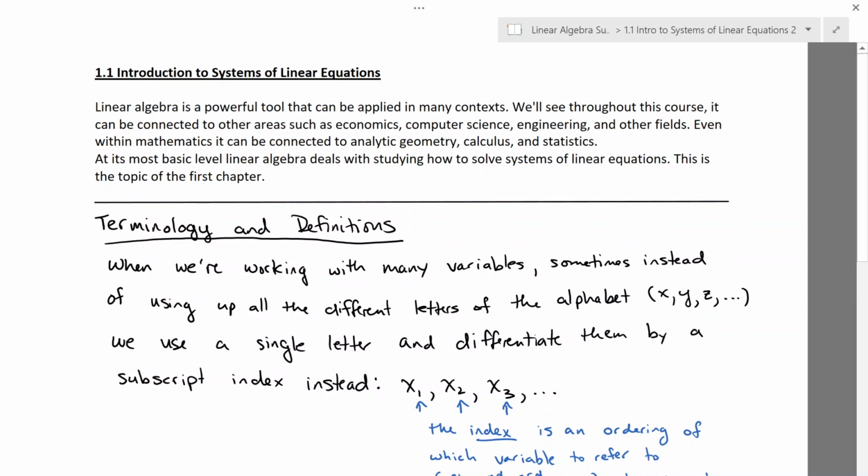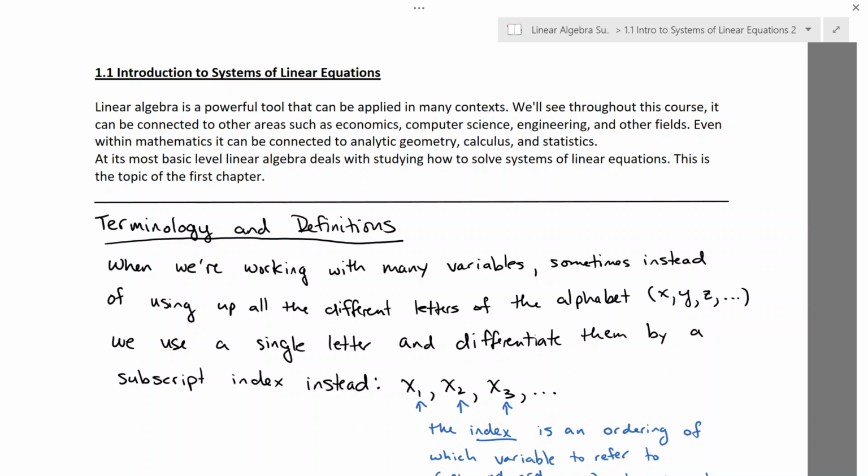Linear algebra is a powerful tool that can be applied in many contexts. We'll see throughout this course that it can be connected to other areas such as economics, computer science, engineering, and other fields. Even within mathematics, it can be connected to analytic geometry, calculus, and statistics. However, at a basic level, linear algebra deals with studying how to solve systems of linear equations, and this is where we're going to start.